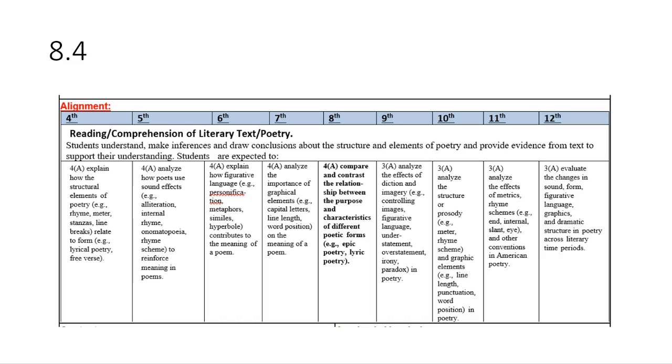This year, the standard is focused on comparing and contrasting the relationship between the purpose and the characteristic of different poetic forms. This means that students need to be able to identify different forms as well as discuss why an author might have chosen a specific form. They need to move beyond simply being able to identify the form to discuss the meaning behind its use.